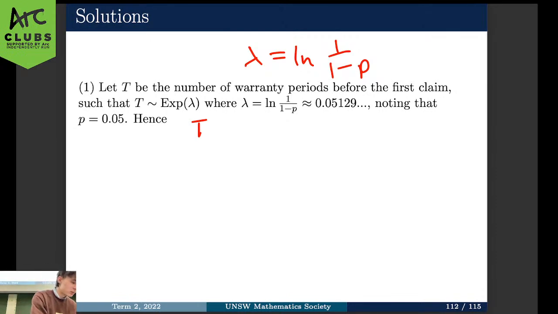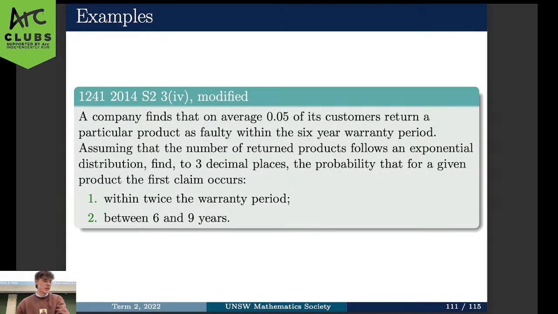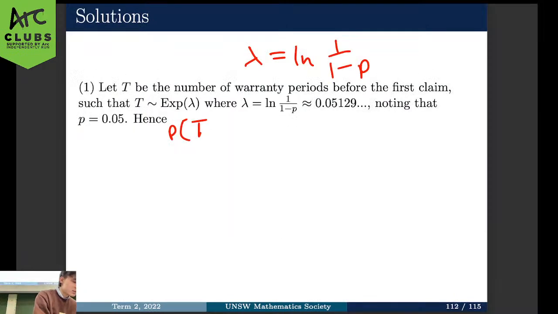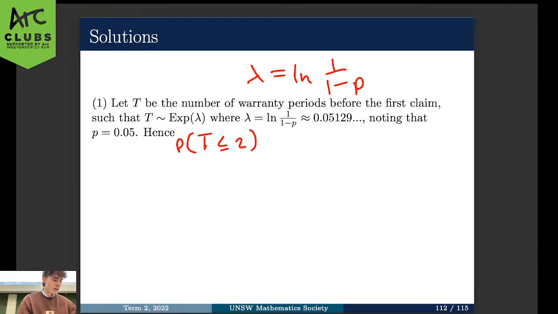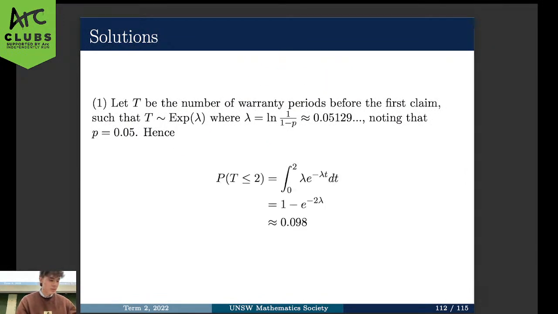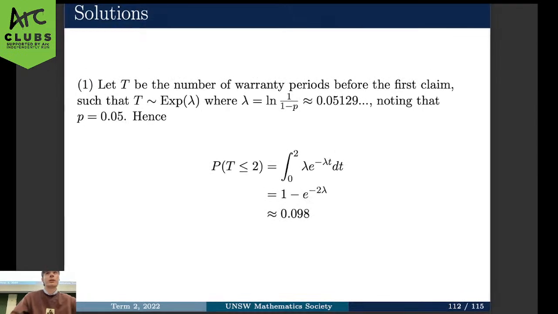Now all we want to find is the probability that t, the number of warranty periods, and importantly note in this question, a warranty period is not the same as a year, because one warranty period is 6 years, so keep that in mind. So we want to find that t is less than or equal to 2 warranty periods. Doing that is the same as taking an integral over the probability density function from 0 to 2. Calculating that using our value of lambda, we should get approximately 0.09. So that is the probability that the first claim occurs within twice the warranty period.